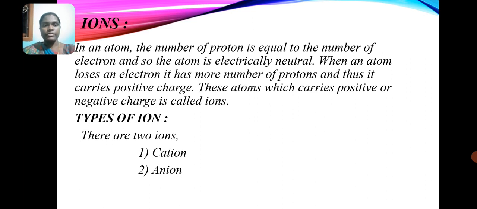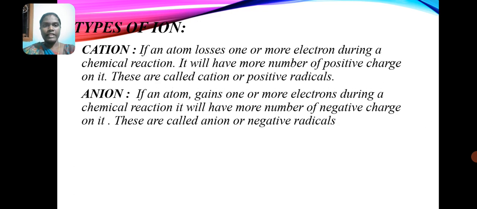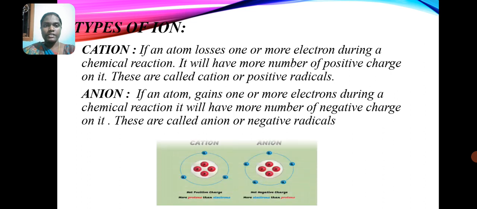Next, see the types of ions. There are two types of ions, cation and anion. First one, cation. If an atom loses one or more electrons during a chemical reaction, it will have more positive charge on it. These are called cations or positive radicals. Next one, anion. If an atom gains one or more electrons during a chemical reaction, it will have more negative charge on it. These are called anions or negative radicals. These are the pictures for cation and anion.